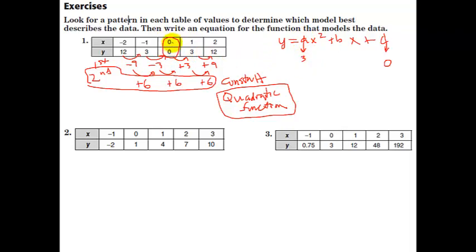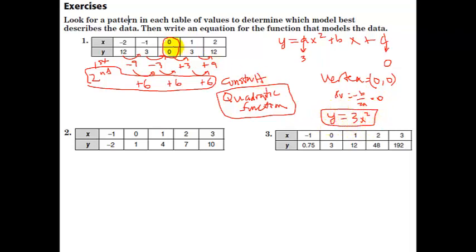And because we're centered at (0, 0), our vertex is (0, 0). That means there's no b value at all, because the x-coordinate of the vertex is -b over 2a, but that equals 0, so b has to equal 0. So our equation is y equals 3x squared.